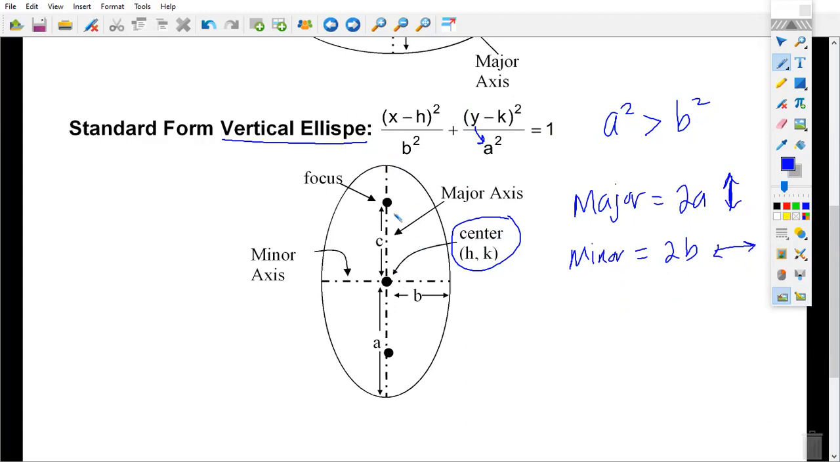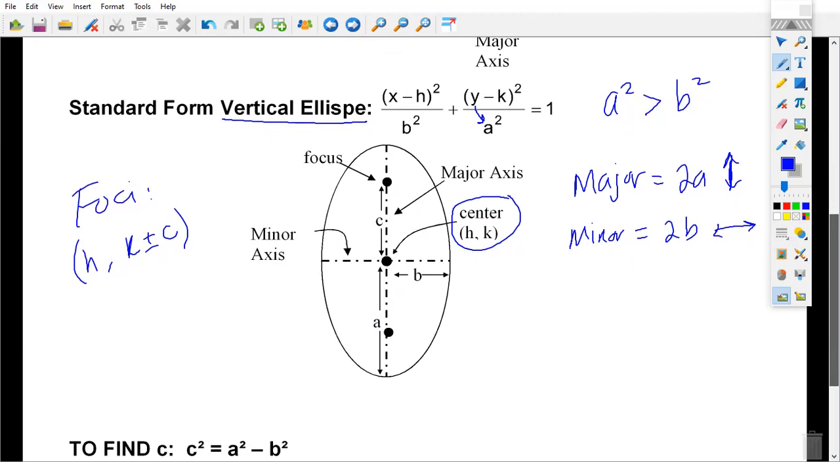Because it's a vertical, your x value of your center is going to be the same x value for your foci, but your k values are what you're adding and subtracting your c from. So your foci is going to be h, comma, k plus or minus c. You need to be able to tell the difference between them in their forms.